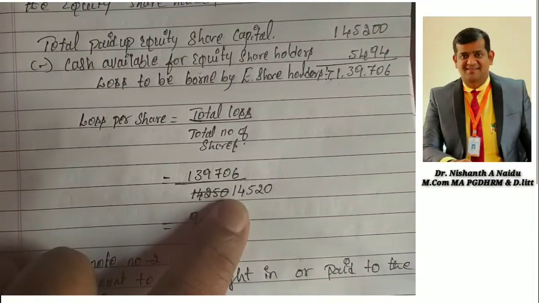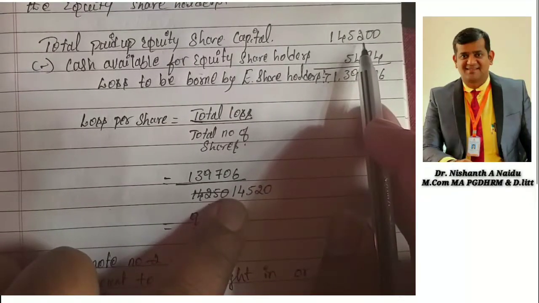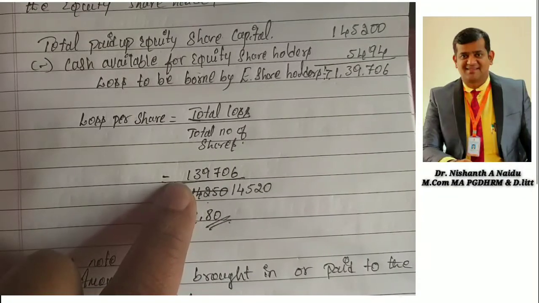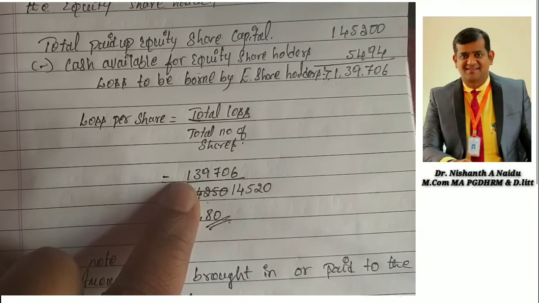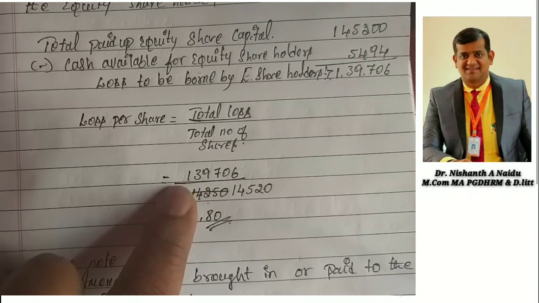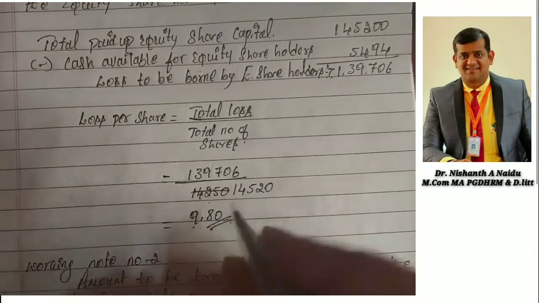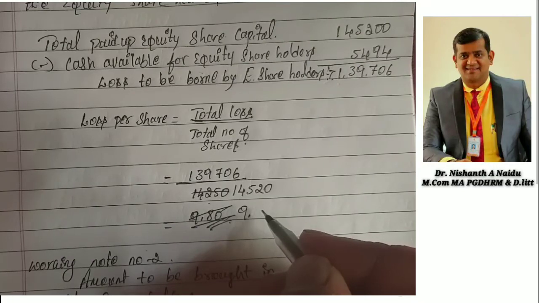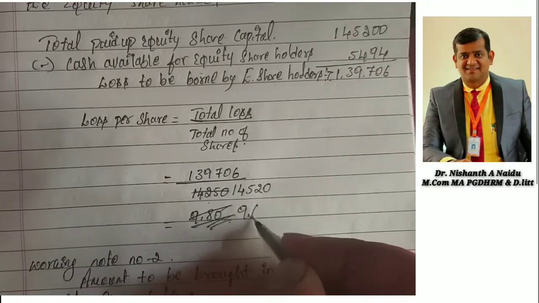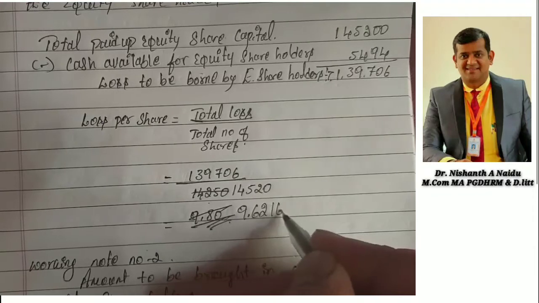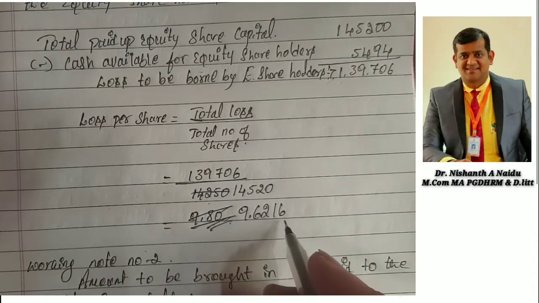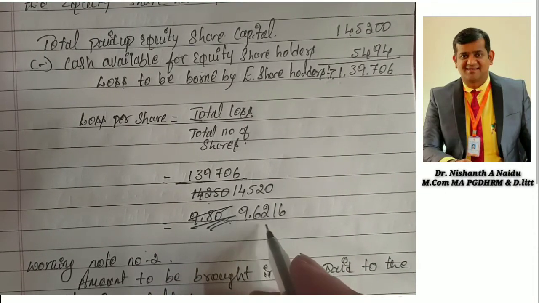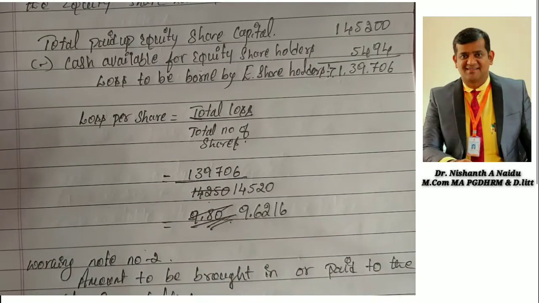If you want to cross check it, you can do that now. That is 14,520 into 10, which comes to 1,45,200. Now divide 1,39,706 by 14,520. That comes to 9 rupees 62 paise. I am taking 9.6216, so 9 rupees 62.16 paise, the point figure goes on.